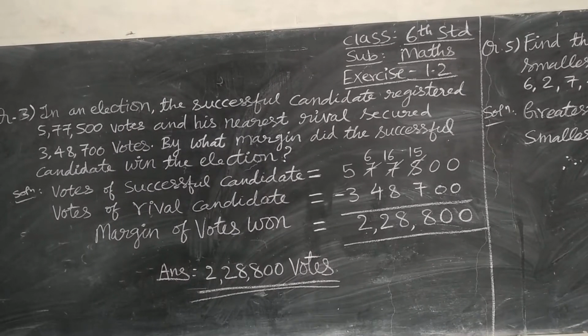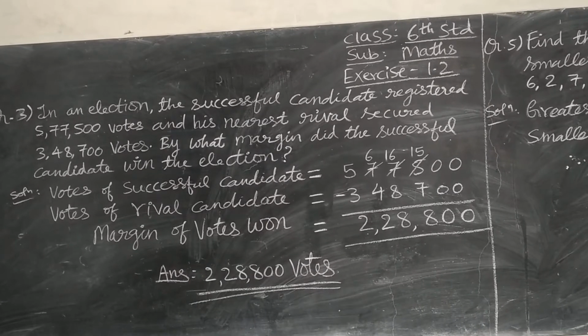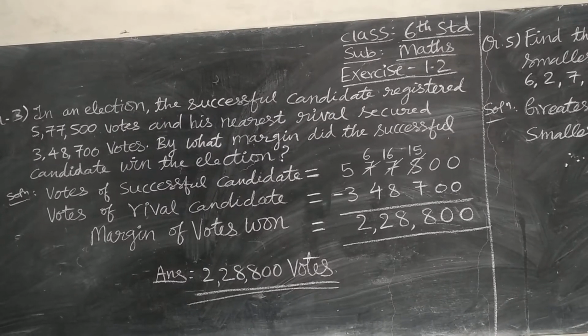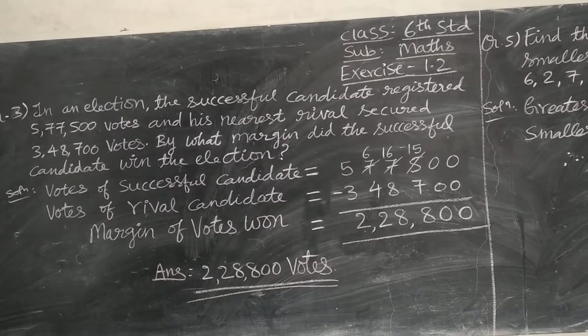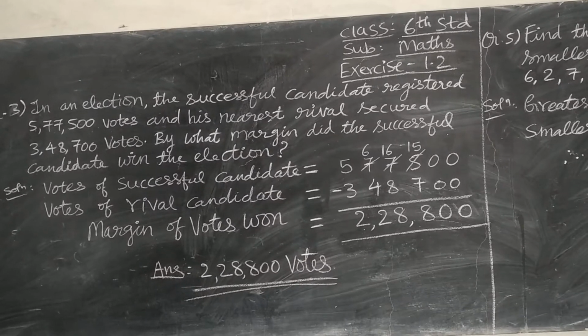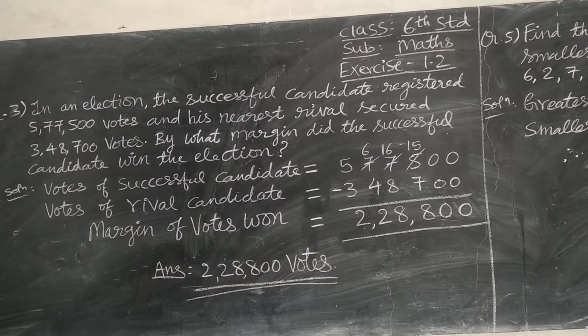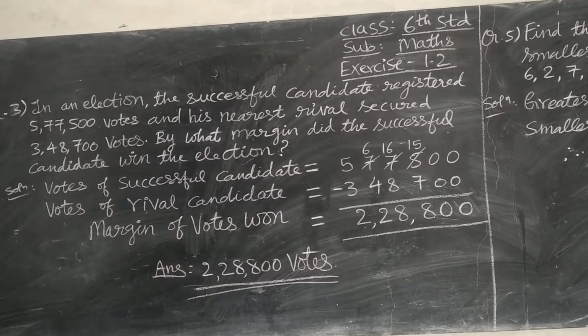Hundreds place, 5 minus 7 you cannot do. So you have to borrow 1 from 7. It will become 15. 15 minus 7, 8. Already in thousands place you have borrowed 1. So 7 becomes 6. 6 minus 8 you cannot do.